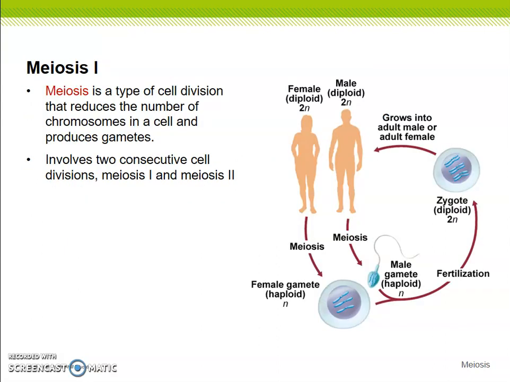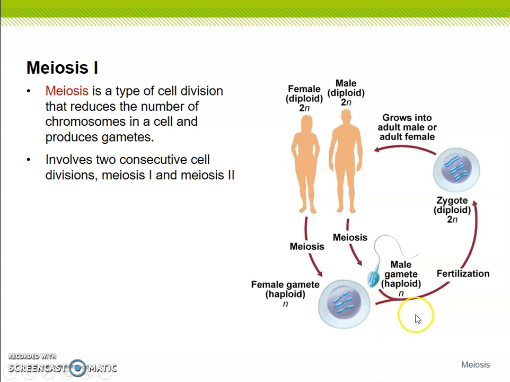Meiosis is a type of cell division that reduces the number of chromosomes in a cell and produces gametes. It involves 2 consecutive cell divisions, meaning one right after the other, and they are divided into meiosis 1 and meiosis 2. So here we have a female, here we have a male. They each undergo meiosis. The female produces an egg or an ovum, the male produces a sperm.